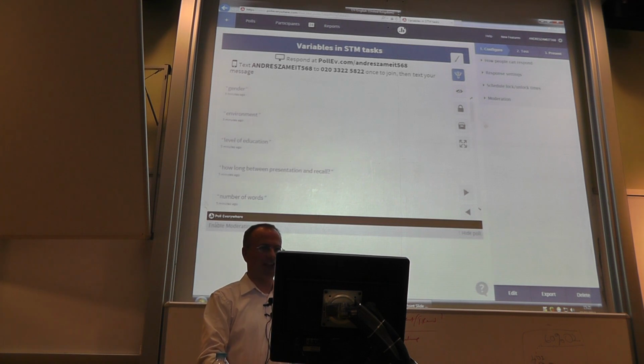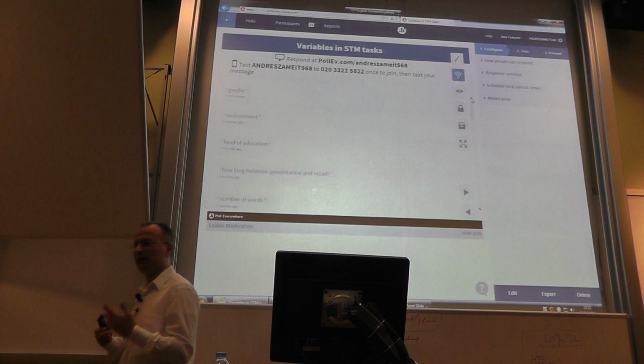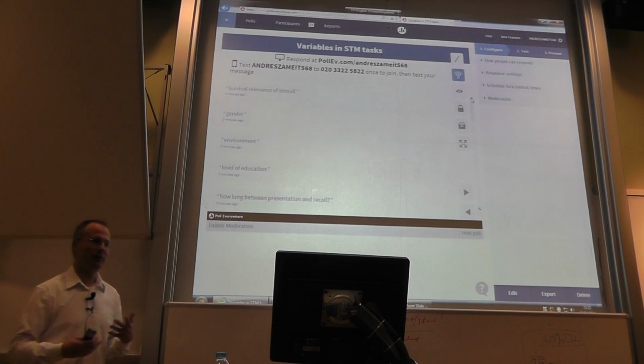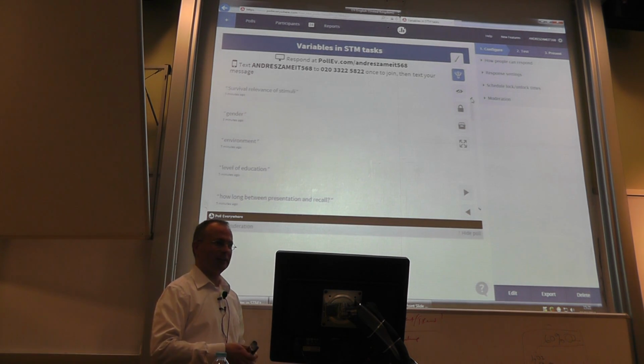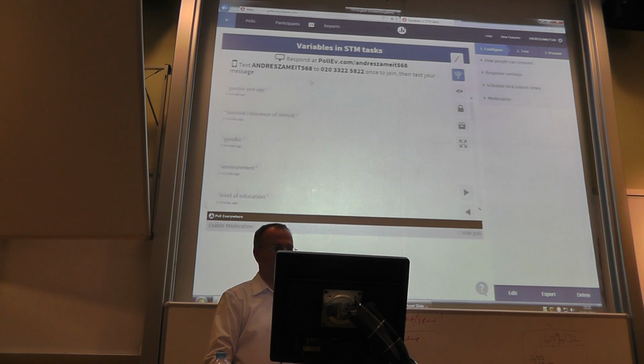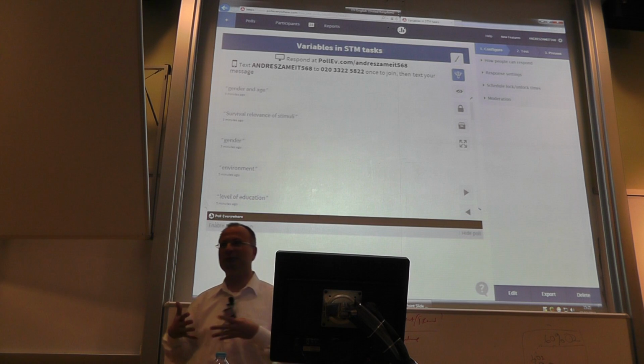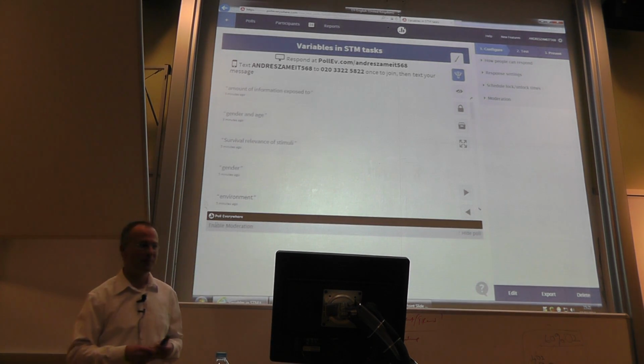Okay, environment, gender. Yeah, these are always then parameters which may affect the memory score, but which are not specific to the task. Survival relevance of the stimuli, gender and age. Okay. Good to know. Next year we'll try to make it a little bit clearer then.